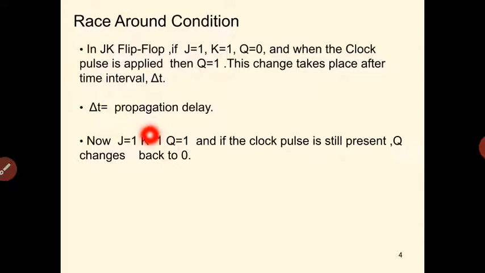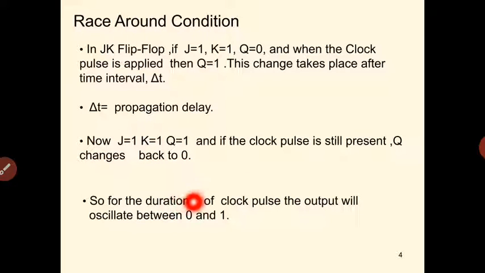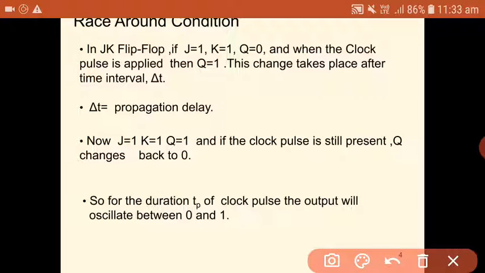because for J is equal to 1 and K is equal to 1, what is the operation of JK flip flop? The output will toggle. That means previously if the output is 0, it becomes 1. If the output is 1, it becomes 0, even if the clock pulse is still present. When J is equal to 1, K is equal to 1, and Q is equal to 1, and if the clock pulse is still present, then Q becomes again back to 0. TP stands for the duration for which the clock pulse is high.